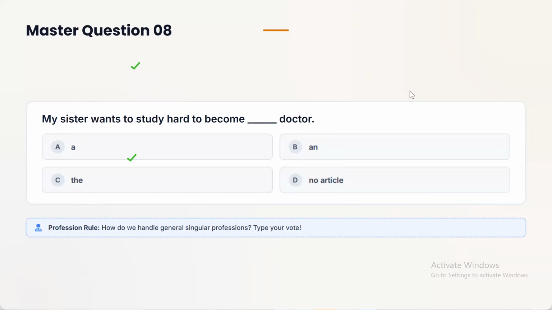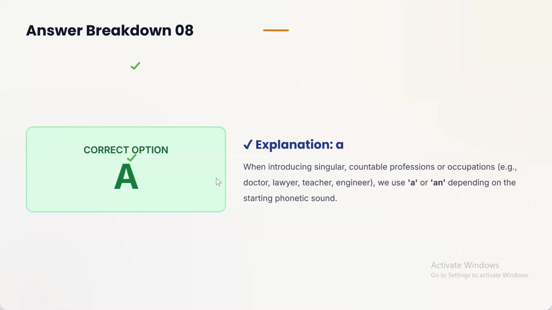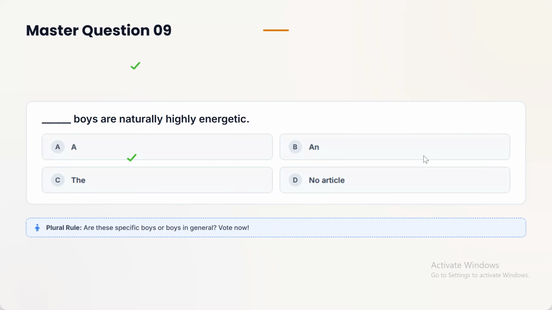Okay, since no one is helping us out, let's move on because we are running out of time. So when introducing a singular countable profession or occupation, e.g. doctor, lawyer, teacher, engineer, we use a or an depending on the starting phonetic sound. That's the reason. Okay, we have more questions.